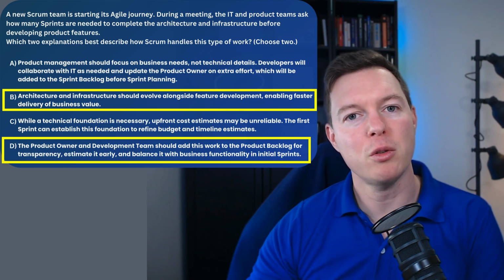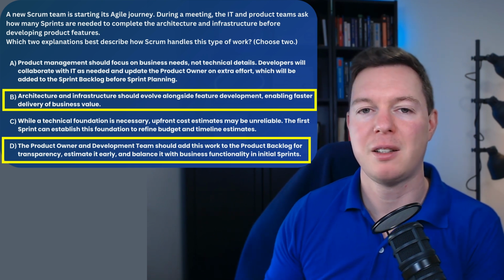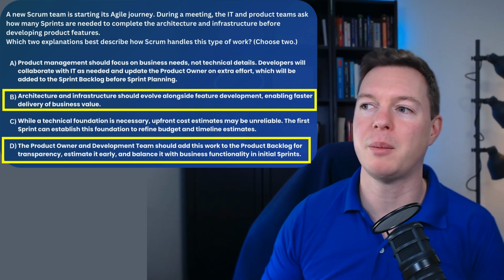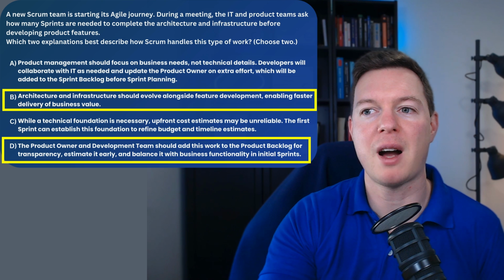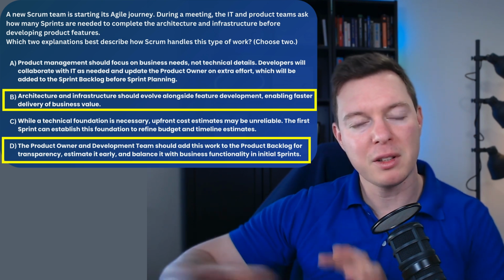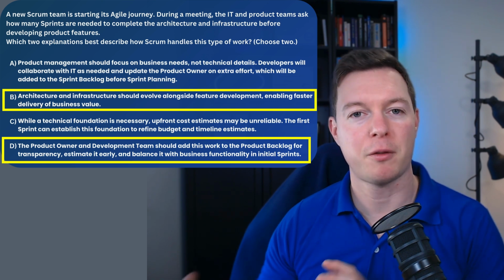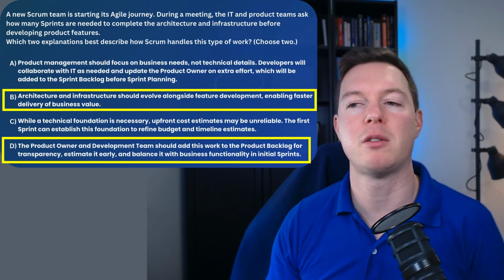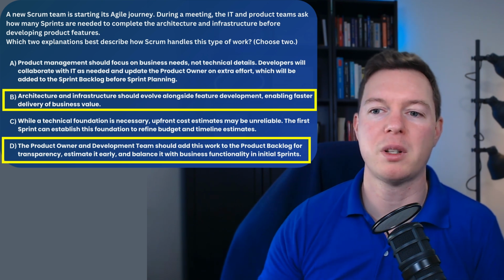Well, true, but we want them to work in a DevOps model with the developers, so we don't want to isolate them. That's not something that we want to do. Developers will collaborate with IT as needed and update the product owner on extra effort. It sounds like the team's been split here, and we really want everybody free to collaborate and work together as a cross-functional team. So that one's a little bit iffy, and that's why that one isn't one of the best answers.